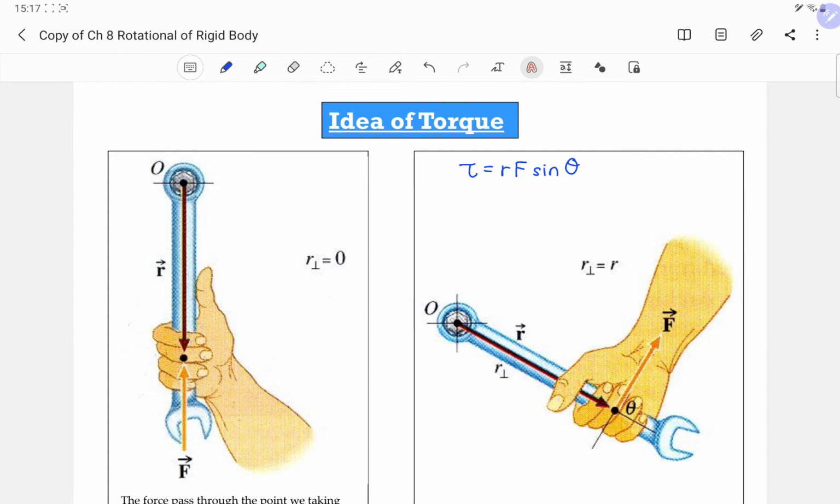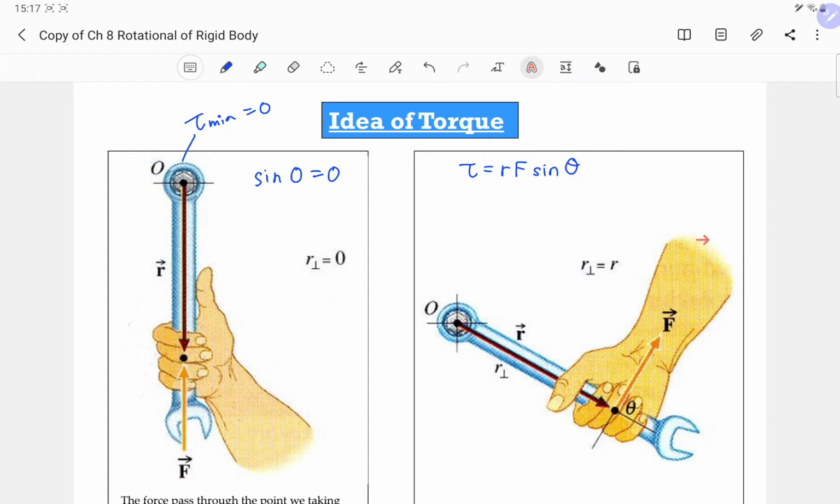Okay, so let's first look at the angle. In this case, the first diagram over here, R and F is parallel. So we can say 0 degree or 180 degree, and that will give us sine 0 equals to 0, which means this is torque minimum, 0.